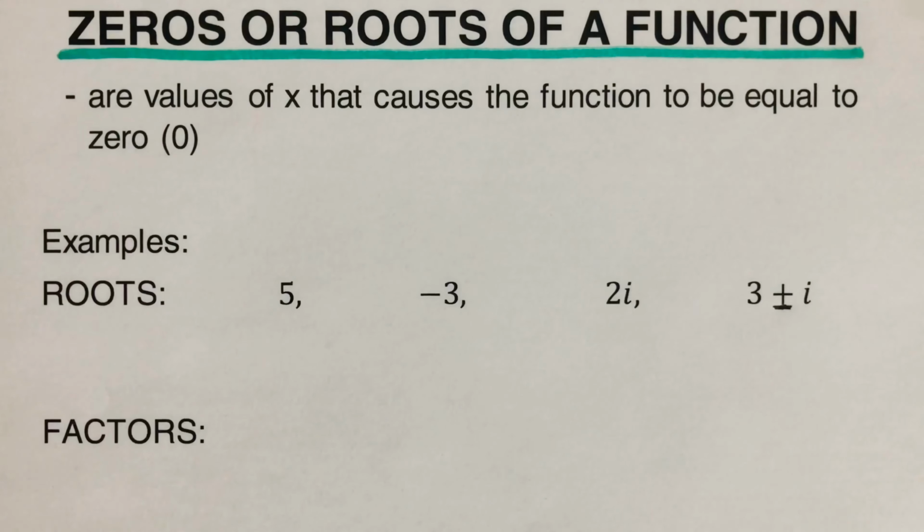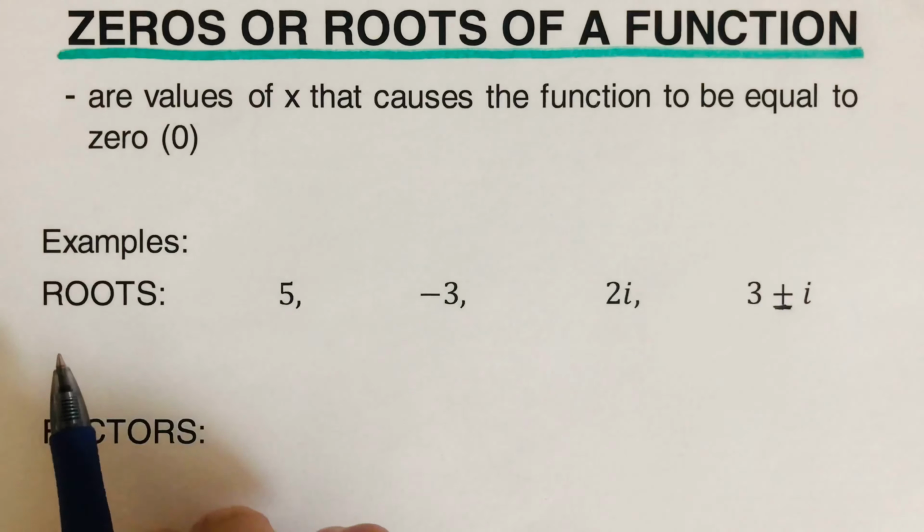Now, there are some notations for how roots are written in some problems. In some problems, they write it this way: the roots are 5, -3, 2i, 3 plus minus i. In some problems as well, they write it differently. They write x is equal to 5, x is equal to -3, x is equal to 2i, and x is equal to 3 plus i. And the other one, since it's plus and minus, would also be x is equal to 3 minus i.